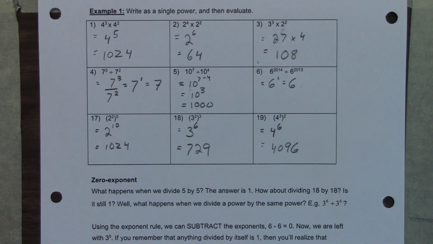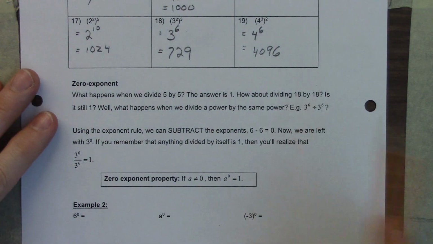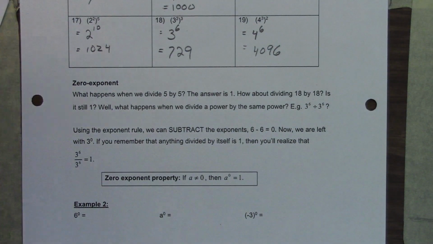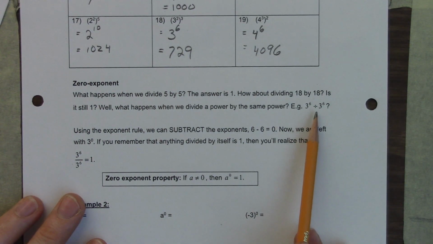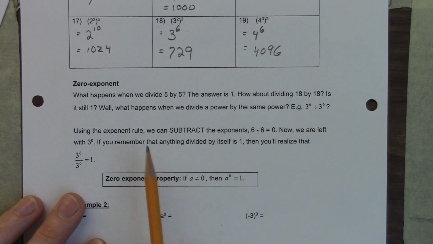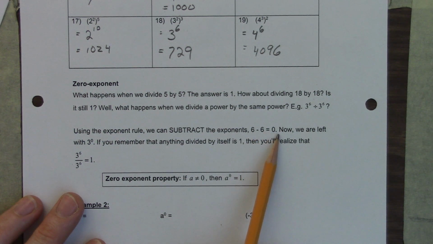All right. 0 exponent. So what happens when we divide 5 by 5? The answer is 1. How about dividing 18 by 18? The answer is still 1. What happens when we divide a power by the same power? So 3 to the exponent of 6 divided by 3 to the exponent of 6. Using the exponent rule, we can subtract the exponents. We get 6 minus 6 is 0.